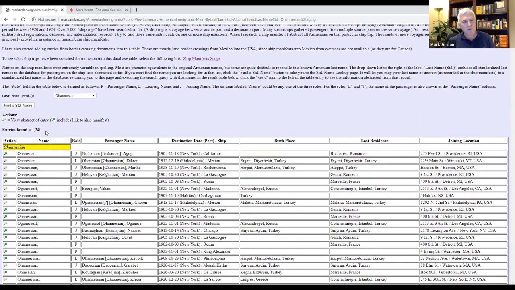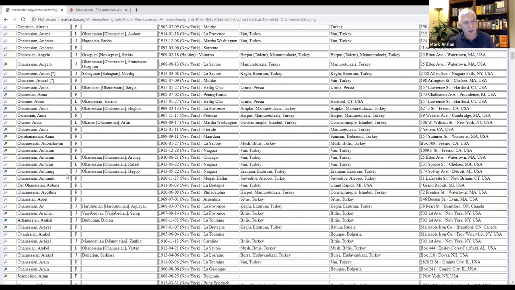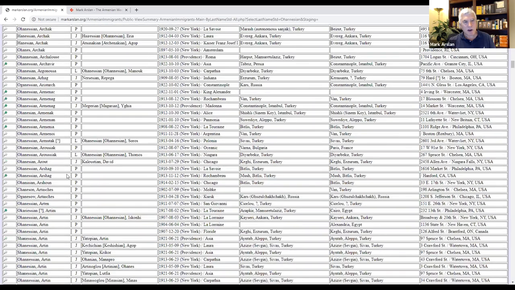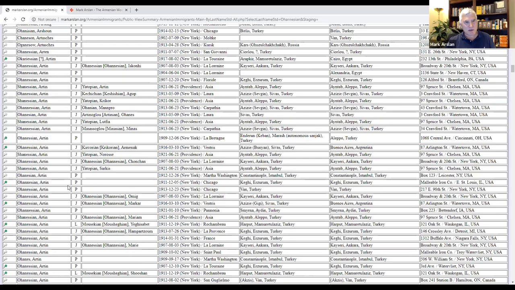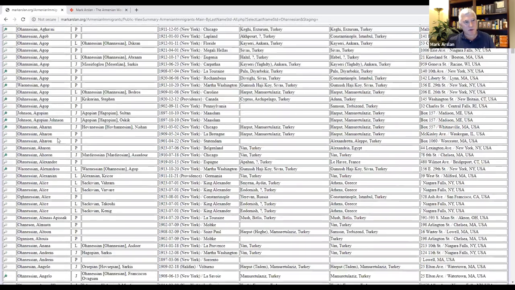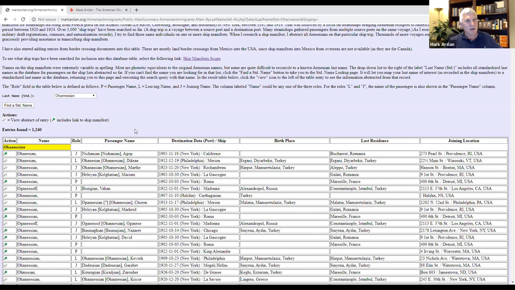So I have 1,240 ship manifest entries for some variation of Ohanessian. If you look at that, you'll probably see 100 different spellings of that name, right? And this is listed in alphabetical order by first name. But again, you'll see all these different spellings of that. So that's another way you can look at it.